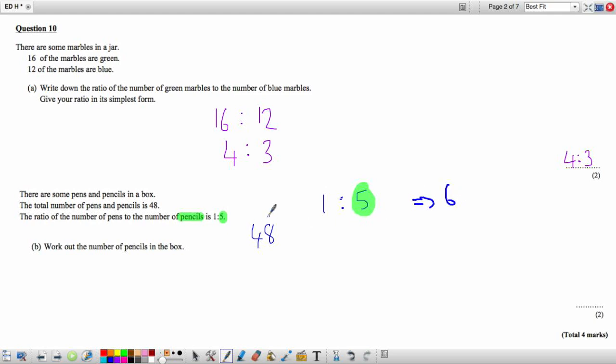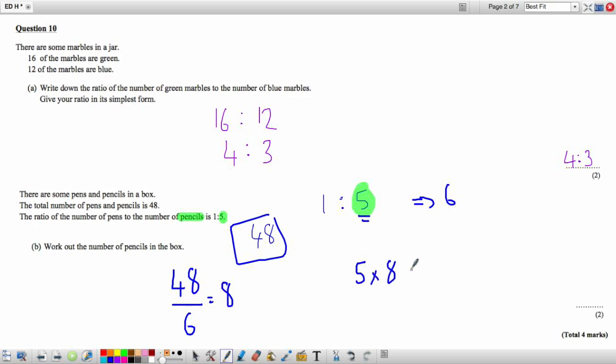6 parts is equal to 48. Let's find out the value of 1 part. 48 divided by 6 is 8. 1 part is 8, therefore 5 parts will be equal to 5 multiplied by 8, which is 40. Therefore, there are 40 pencils in the box.